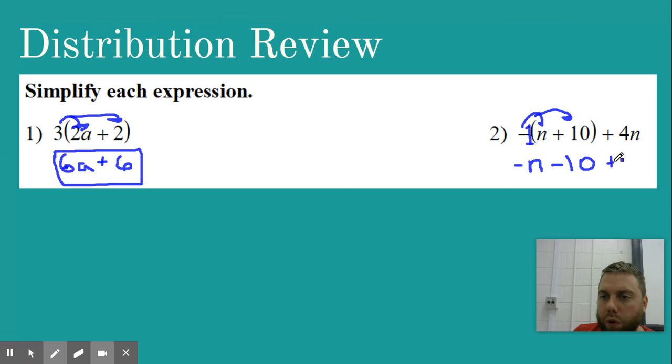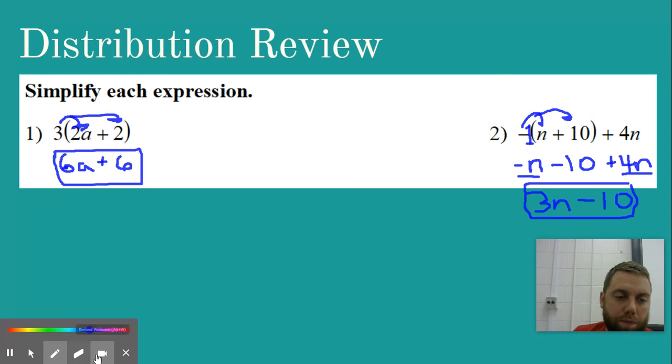And this 4n we haven't done anything with. We're told to simplify fully, so once we've distributed, we're going to combine like terms. We have 2 like terms right here, a -n and a +4n. Because this is -1n and 4n, this is going to be 3n. And we put our variable before our constant. Remember, our constant does not have a variable, and that's as simple as it gets right there.